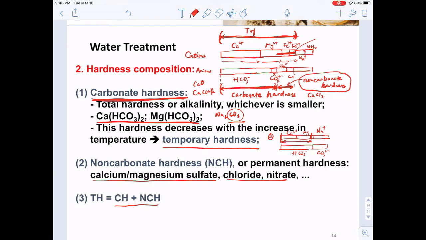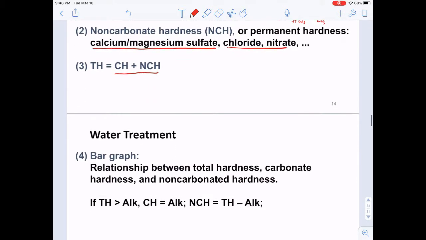So what happens for this second example? Are there non-carbonate hardness? No, right? Non-carbonate hardness here will be equal to 0, because all of these polyvalent ions are coupled with the carbonate species. So the relationship that total hardness is equal to carbonate hardness plus non-carbonate hardness is still satisfied, simply because in the second situation, the NCH, or non-carbonate hardness, is just equal to 0.